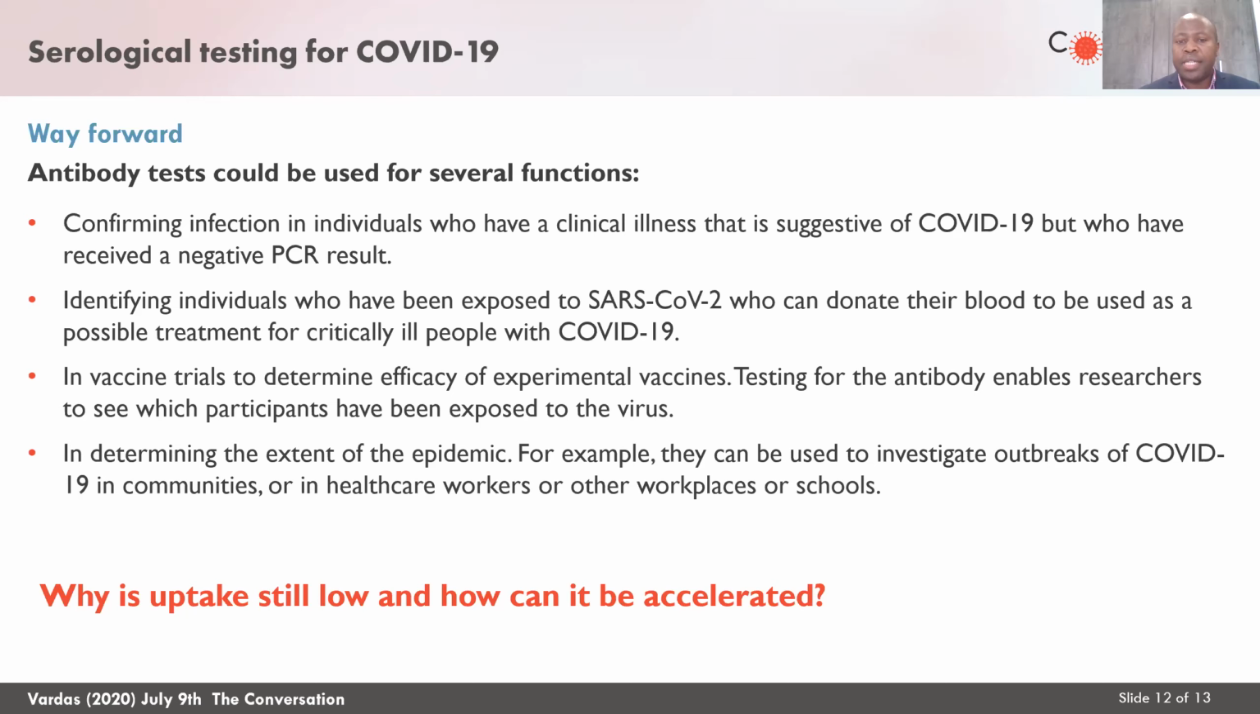They can be used in vaccine trials to determine the effects of experimental vaccines. Testing for the antibody enables researchers to see which participants have been exposed to the virus. In determining the extent of the epidemic, for example, they can be used to investigate outbreaks of COVID-19 in communities or in healthcare workers or other workplaces and schools. The question is, why is uptake still low and how can it be accelerated? Particularly in Africa, the uptake of serological tests has been quite low. What can we do to accelerate the uptake of serological tests and to do more seroprevalence studies?